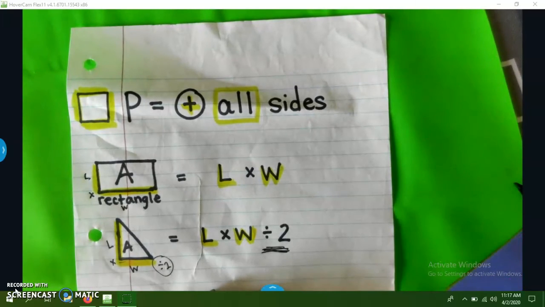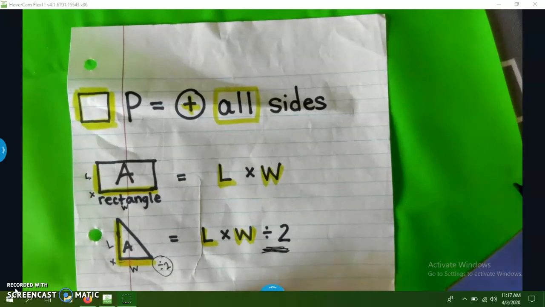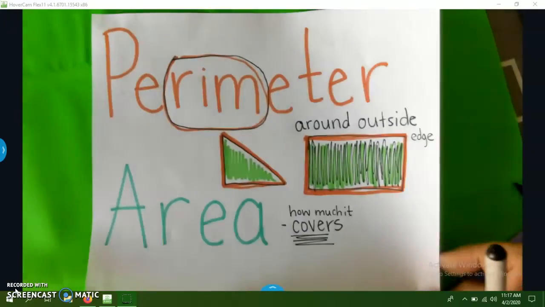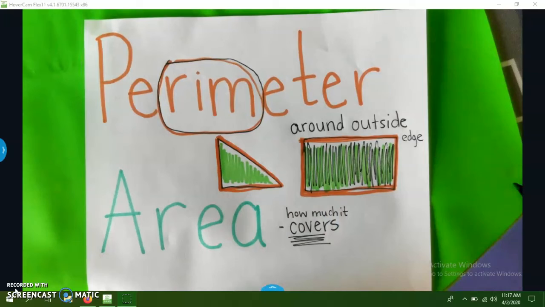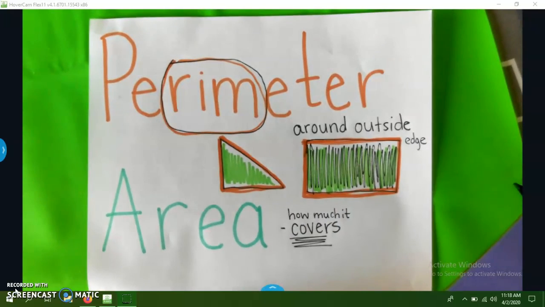So I hope now you have a better understanding of what perimeter and area is, and how to find the perimeter and area of both of these types of shapes. And we will be practicing together soon.